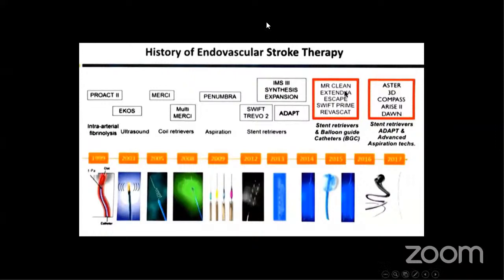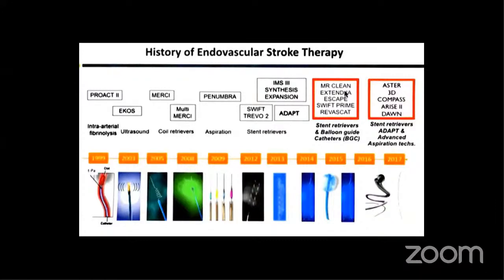The history of endovascular stroke therapy actually started very early, from the 1990s. The initial promising trial was PROACT-2. There was a good outcome, however, the bleeding risk was quite high. Later on, with engineering of the devices, Merci was introduced around 2005, then Penumbra in 2008 to 2009, and Solitaire and Trevo in 2002. Then many trials were negative in 2013: IMS3, SYNTHESIS and MR RESCUE.